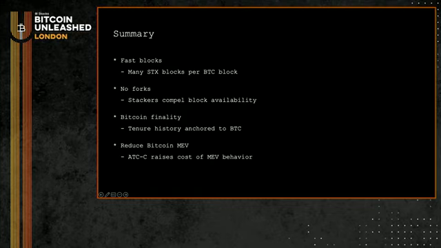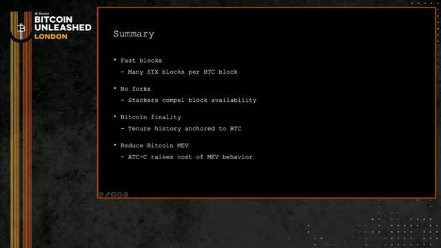That gives us no forks, because now stackers can compel miners to build atop the latest Stacks block ever seen. When miners mine, instead of announcing their block on the Bitcoin chain, they announce a previous 10 years tip on the Bitcoin chain, thereby anchoring the Stacks history to the Bitcoin chain in a way that makes changing that history later on as difficult as attacking Bitcoin.